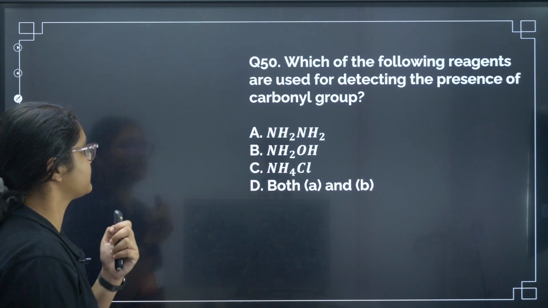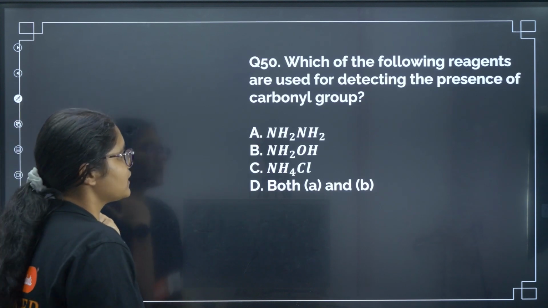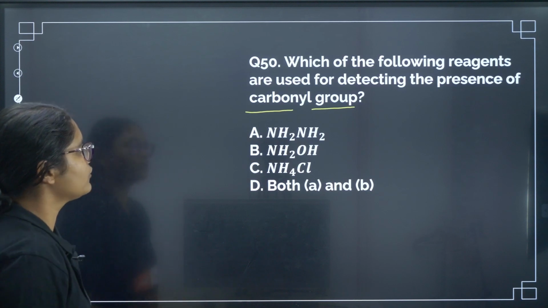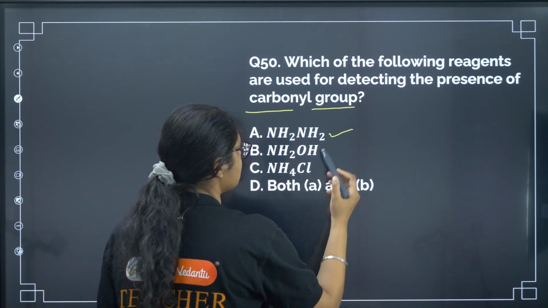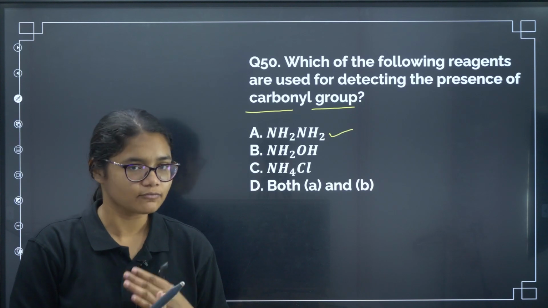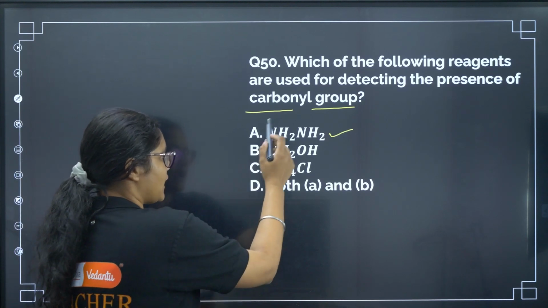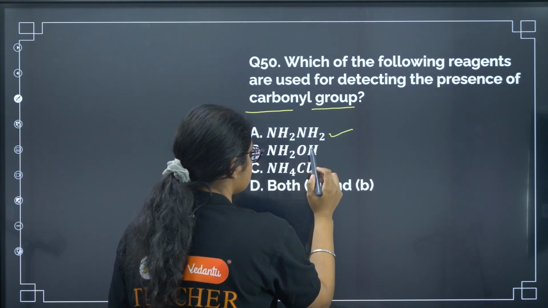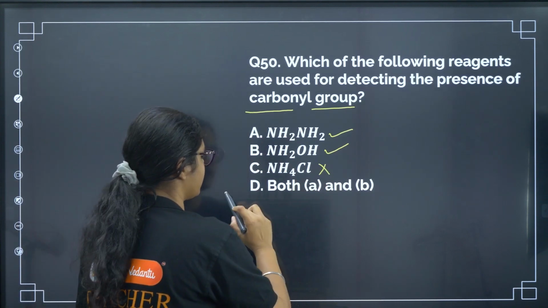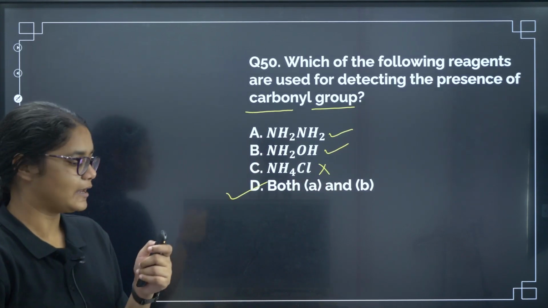Now let us see the next question. Which of the following reagents are used for detecting the presence of carbonyl group? Okay, so carbonyl group can be detected with this one, right? It is relevant to the determination of glucose structure. So with hydroxylamine, with NH2 hydrazine also we can get, with NH2OH also we can get. This one cannot tell us. So the correct answer for this question is both A and B.